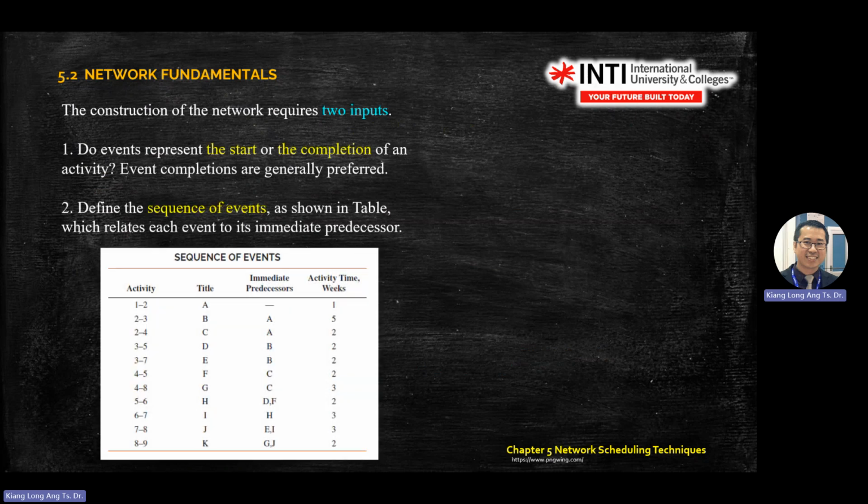Now, this table you will see in your test or final exam. You will see sequence of events with the table and activity 1 to 2, or sometimes I will just put activity 1 and so on. Then titles A, B, C, D. Intermediate predecessors means the previous activities that you need to follow, so you will see A, B, C, D, E, F, G.